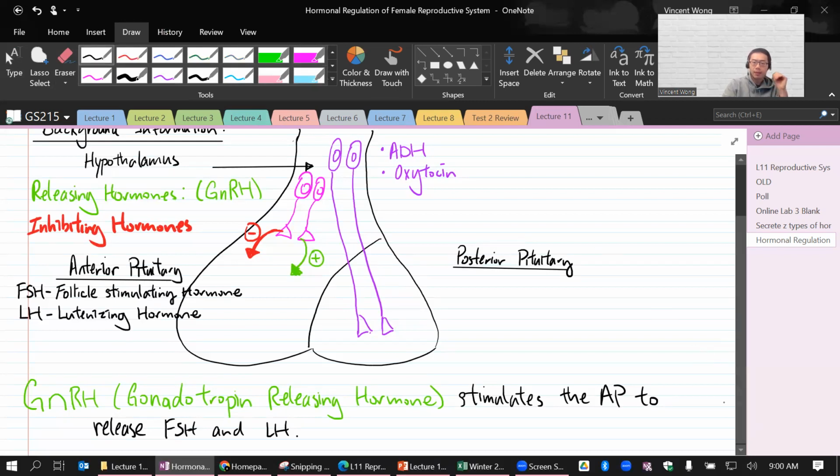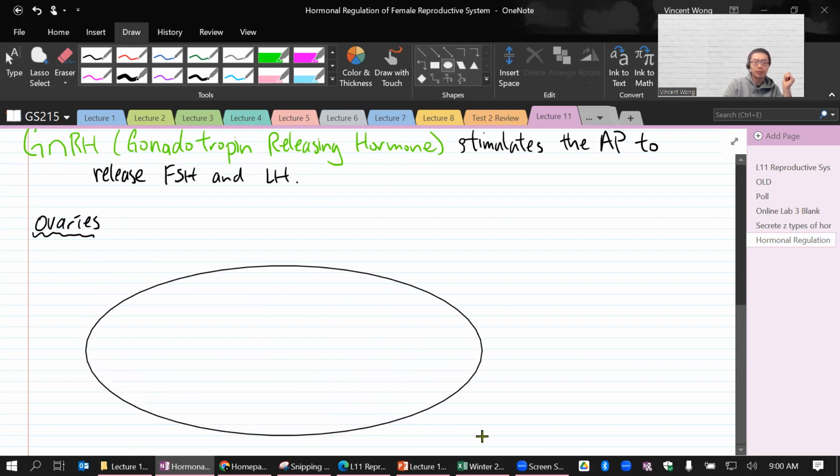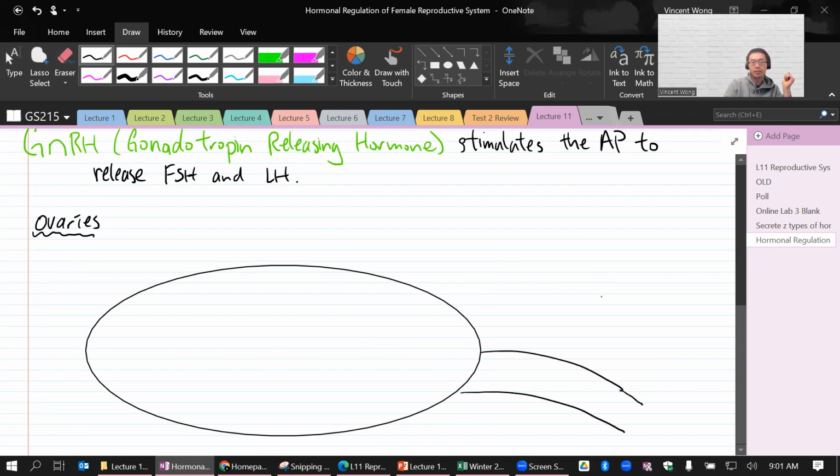Okay. Next, we're gonna talk about the ovaries. And we're gonna draw a nice ovary right here, a big one. Don't do a tiny diagram. You won't be able to fit all the information in. Then I'm gonna have a thing here. What is this thing that connects to the ovary? Fallopian tube. That's right. That's the fallopian tube.